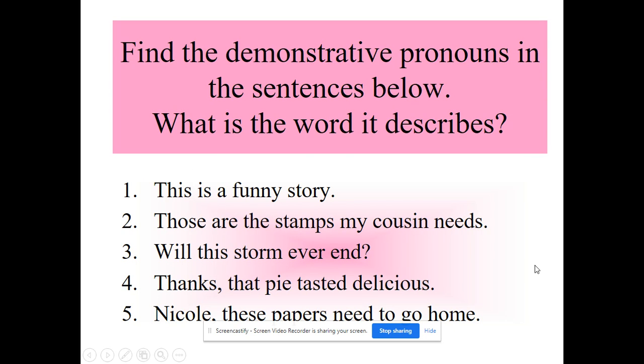So in these sentences, we're going to find where the demonstrative pronouns are located in the sentence and then tell what words they modify. So we have, this is a funny story. Those are the stamps my cousin needs. Will this storm ever end? Thanks, that pie tastes delicious. Or Nicole, these papers need to go home. Take a moment and see if you can identify, first of all, where the demonstrative pronouns are, as well as what word it is describing.